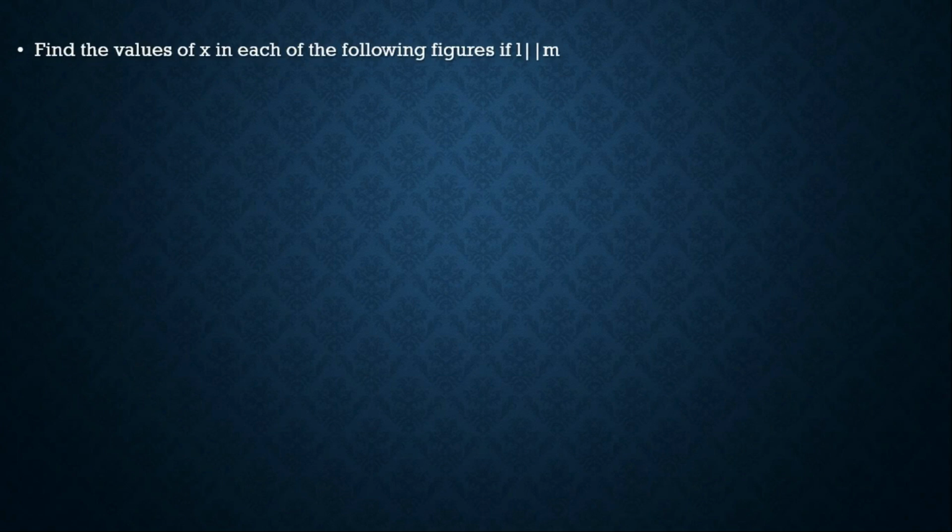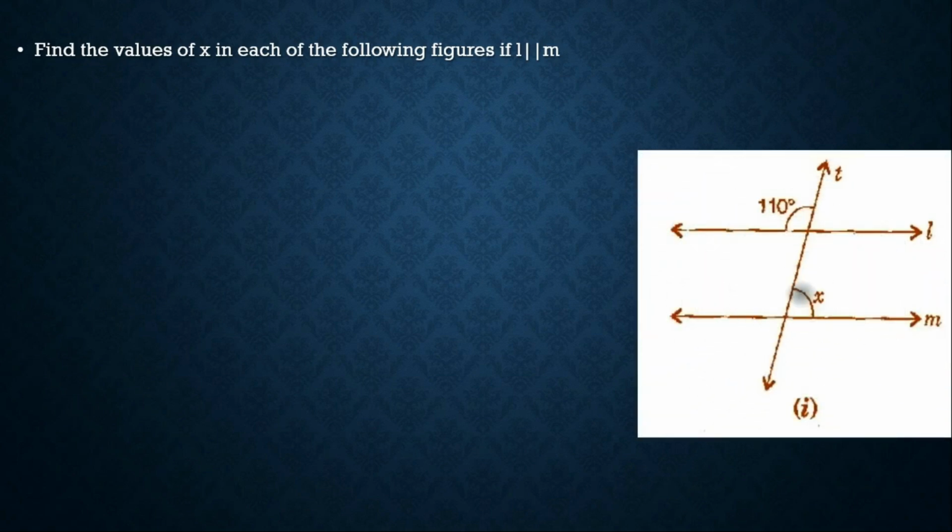Here is the next problem. Find the value of x in each of the following figures if line L is parallel to M. So here are the two parallel lines, line L and line M, and this is the transversal. Now we have to find the value of x. So how can we solve this?